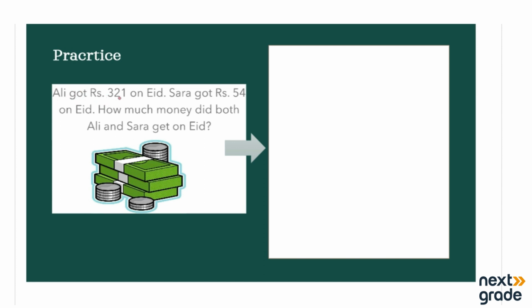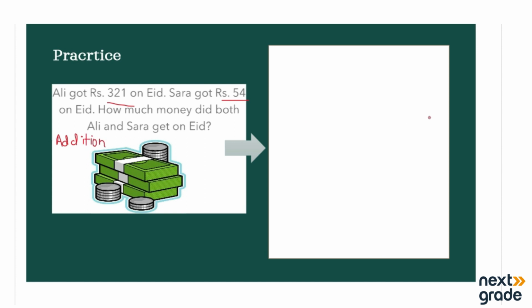Ali got rupees 321 on Eid. Sarah got rupees 54 on Eid. How much money did both Ali and Sarah get on Eid? That means they are asking कि दोनों के पास कितने पैसे थे इकट्ठे, मतलब कि हमने क्या करना है, we are going to do the addition in this question.